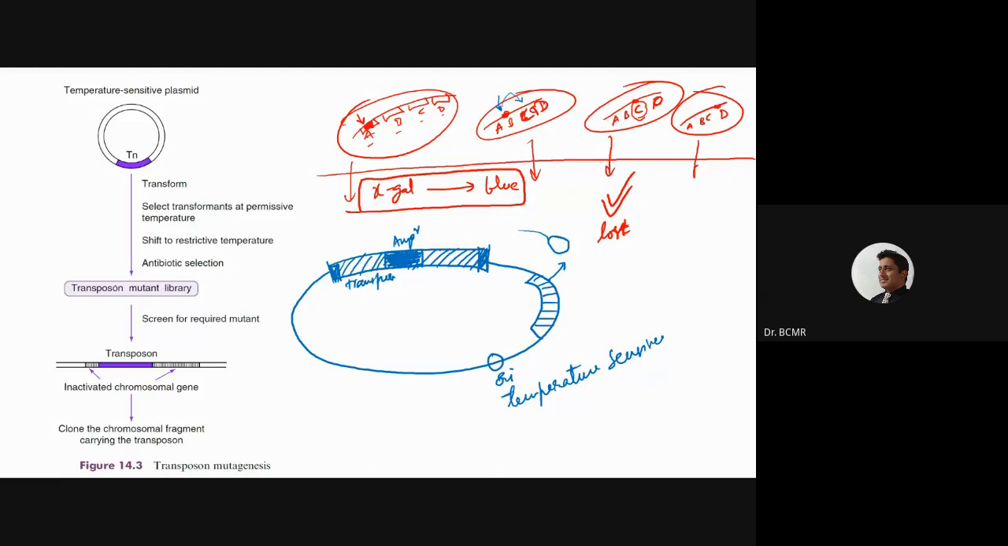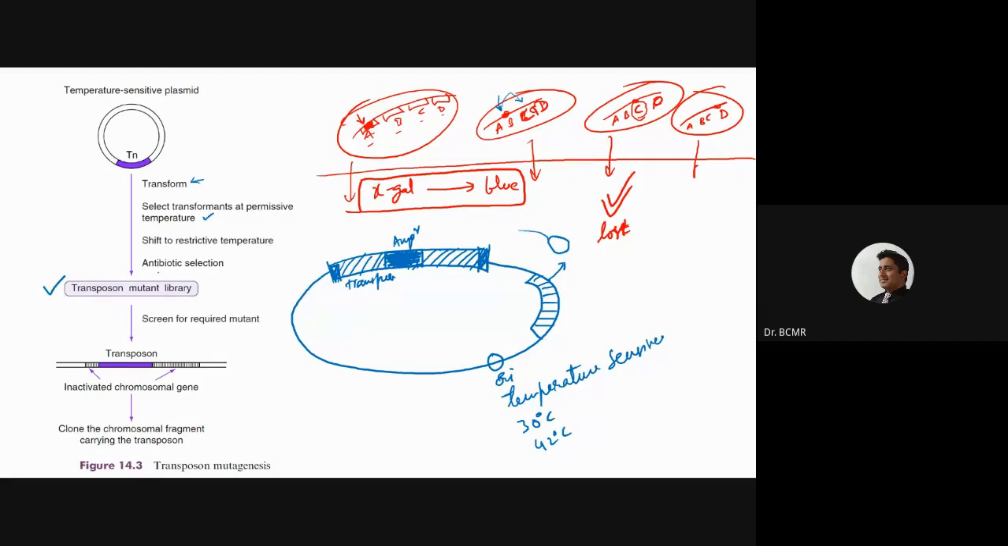For generation of the transposon mutant library, we would have transformed this plasmid into a large number of cells. Then we would allow it to grow at permissive temperature. Permissive would have been 30 degrees centigrade, where we are allowing the replication of the plasmid, so that you'll have a large number of cells with the plasmid. Then we are shifting it to restrictive temperature, that is about say 42 degrees centigrade. The cells will grow, but the plasmid does not replicate anymore, because of which the majority of the cells will get cured of the plasmid.